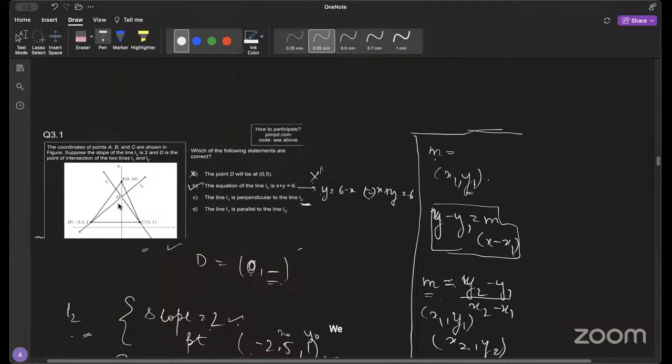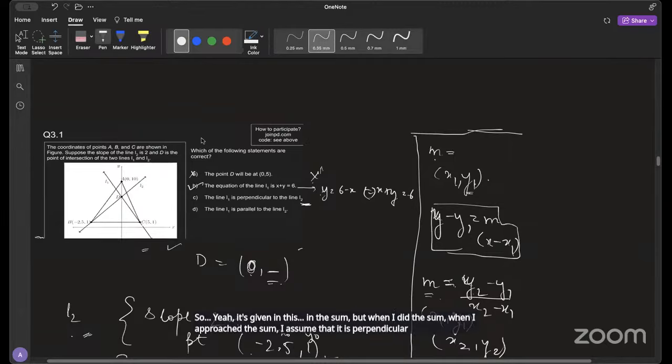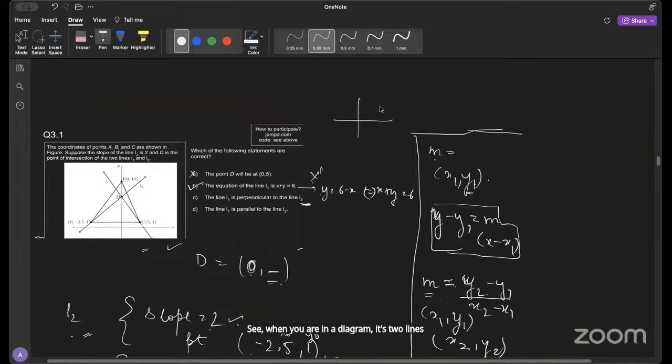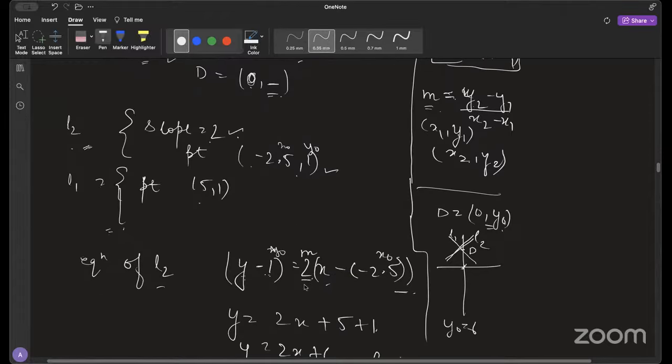Assume that the point doesn't lie on the y-axis. We're not assuming things, it's given in the diagram. Yeah, it's given in this sum. But when I approached this sum, I assumed that it is perpendicular, and I found the L1 slope using L2. See, when you're in a diagram, if two lines are perpendicular, then they'll draw it like this. They'll give you this thing for you to know that they are perpendicular. You don't have to assume things, and it's not given here. So they are not perpendicular, even though they look like they are perpendicular. Okay. Anything else from this question?